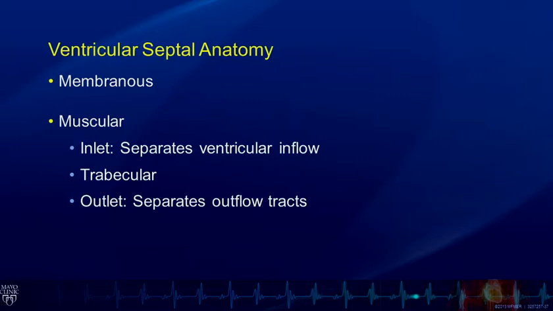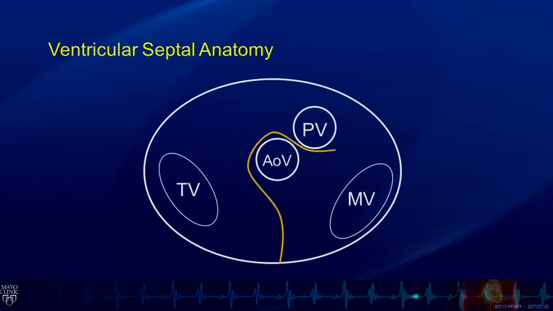The muscular ventricular septum can be further divided into inlet defects, true trabecular defects, and outlet defects, with the inlet defects being that muscular portion that separates the ventricular inflows, and the outlet defects being the muscular portion of the septum that separates the outflow tracts, or the aorta and the pulmonary artery. When we look in two-dimensional space at the three-dimensional aspect of the ventricular septum, we see that it is quite complicated and takes a very serpiginous path. So if we look from the base of the heart, where this orange line traverses is everywhere where we can see ventricular septal anatomy at some plane.